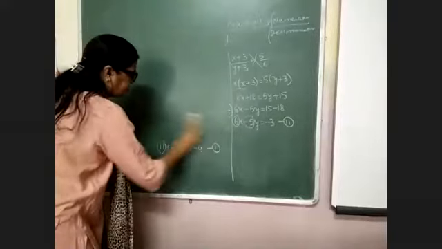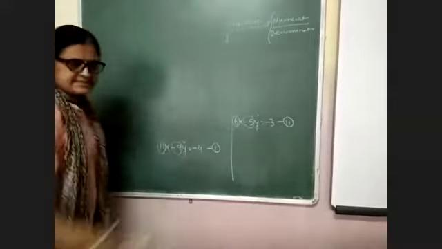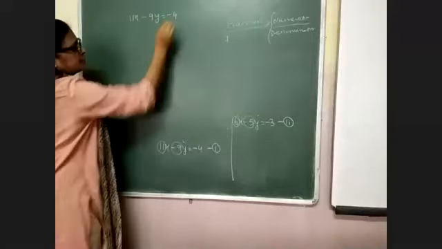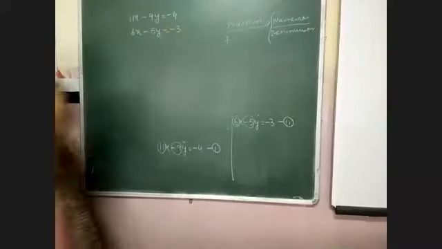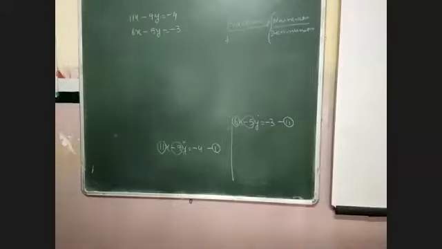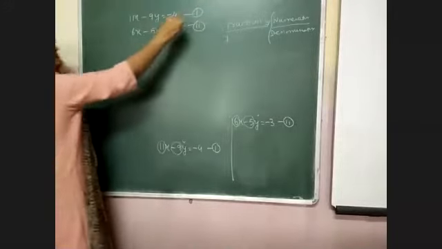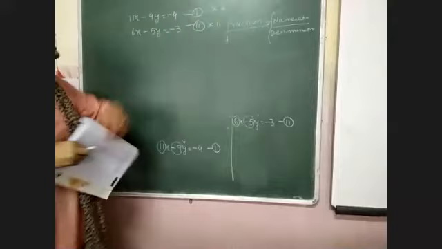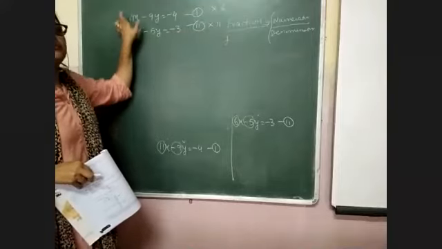There are two equations now. The first one is 11x minus 9y equal to minus 4, and your second equation is 6x minus 5y equal to minus 3. How will you solve these two equations? I will solve them by multiplying equation 1 by 6 and equation 2 by 11. Then it becomes 66x, and it also becomes 66x, and both the signs are plus.